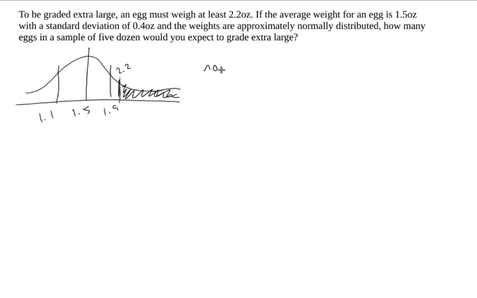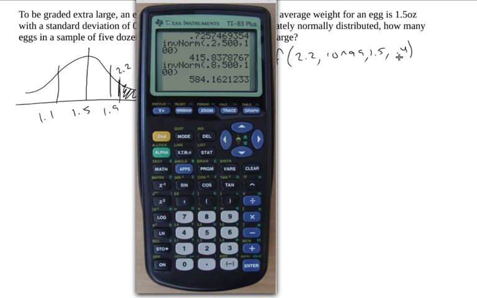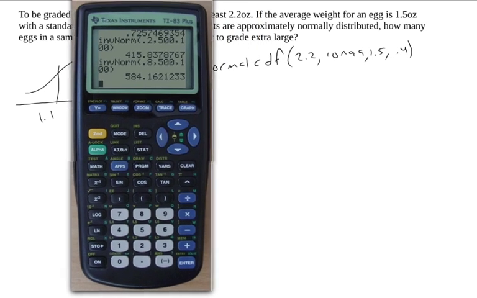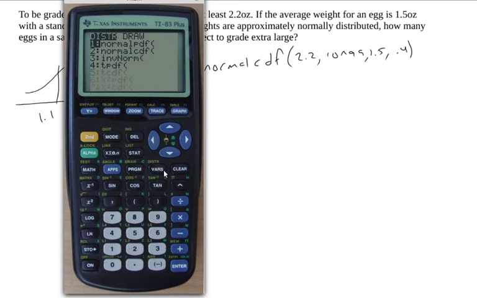So that means I want to use normal CDF. My lower bound is 2.2, my upper bound is 10 to the 99th, infinity. My mean is 1.5, and my standard deviation is 0.4. So we'll do normalcdf(2.2, 10^99, 1.5, 0.4).